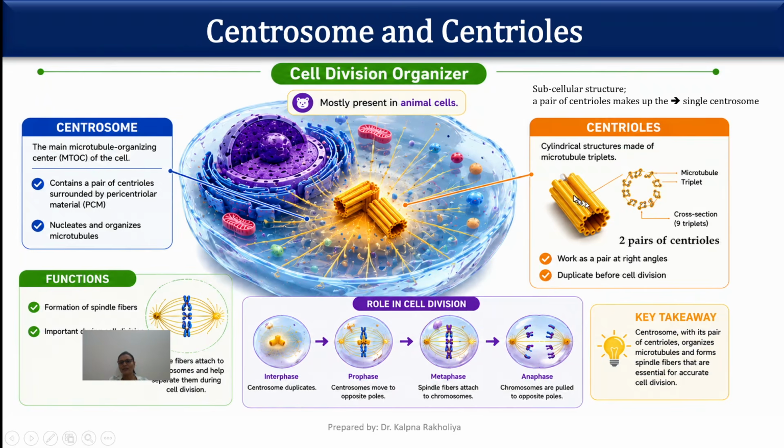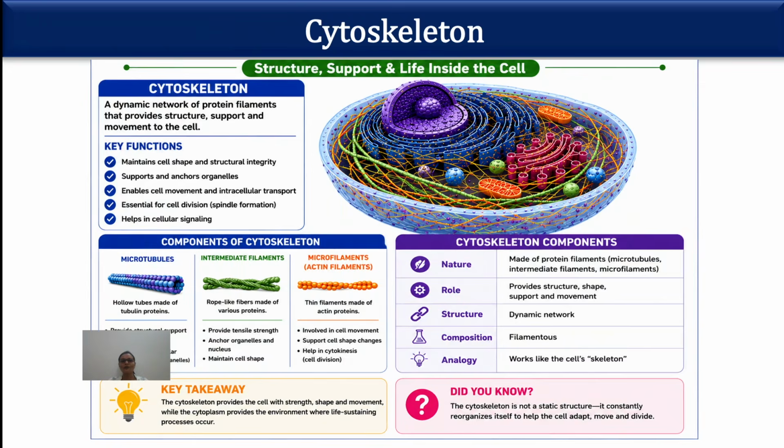This is a cylindrical, barrel-shaped structure, and it is made up of microtubule triplets. A total of 9 microtubule triplets are present. They work as a pair at a right angle and duplicate before cell division. So this is the whole thing about the centrosome. Centrosome and centriole are only present in the animal cell, not in the plant cell. That you have to remember.